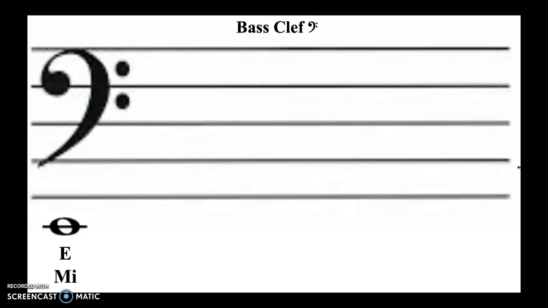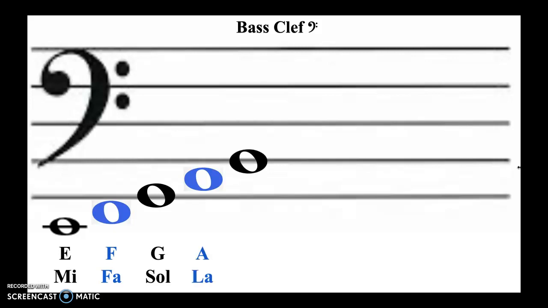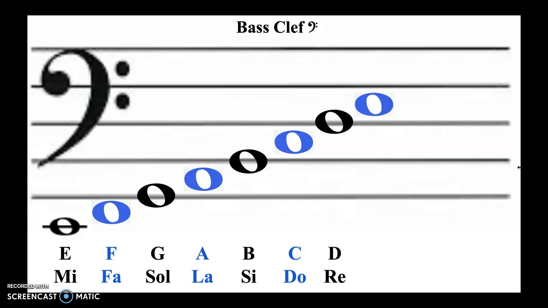This is E or Mi, and then we have F or Fa, G or Sol, A or La, B or Si, C or Do, D or Re, E or Mi. And like I had mentioned before, just because the letter repeats again, it doesn't mean it's the same note because they're on different spots in the music staff.